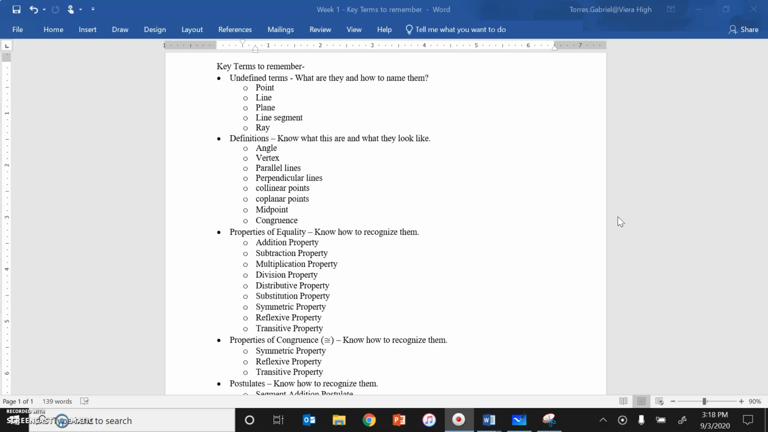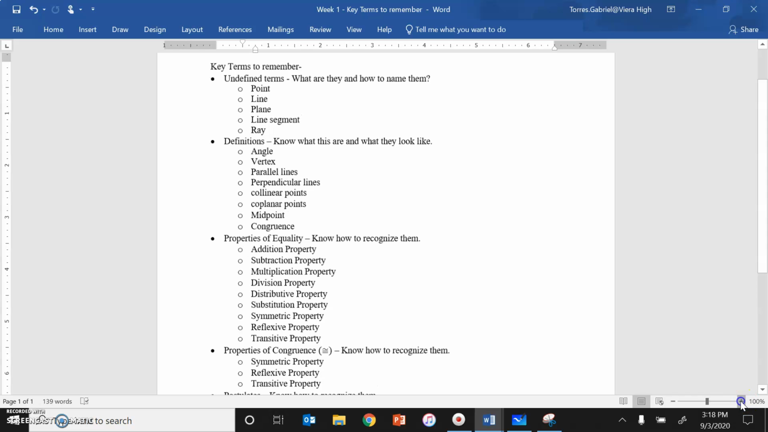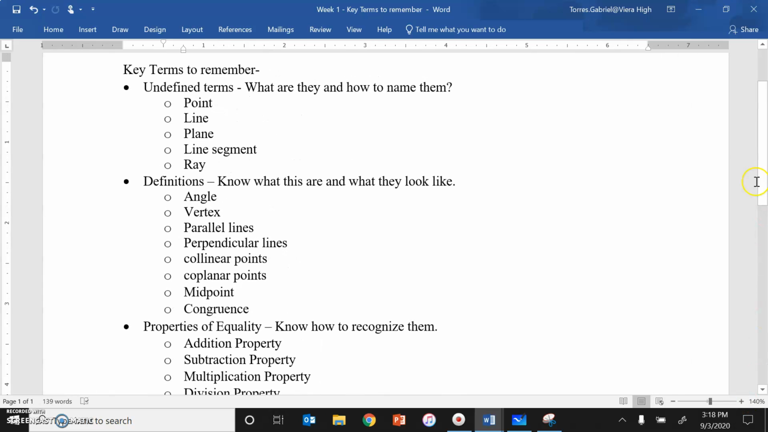Some of the things I want to talk about again are some of those key terms that I mentioned last week. These are not going to go away. They are going to keep coming over and over again. You still need to know how to name lines, planes, and segments. You use 2 points to name a line and a segment, but you use 3 points to name a plane, and those 3 points need to be non-collinear, but they have to be coplanar. Non-collinear meaning not on the same line, coplanar meaning on the same plane.